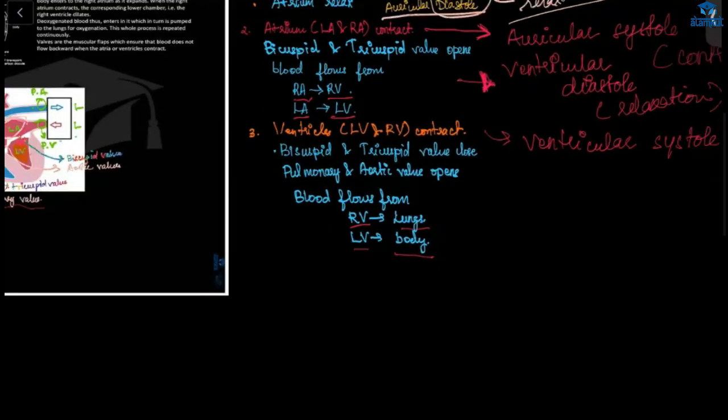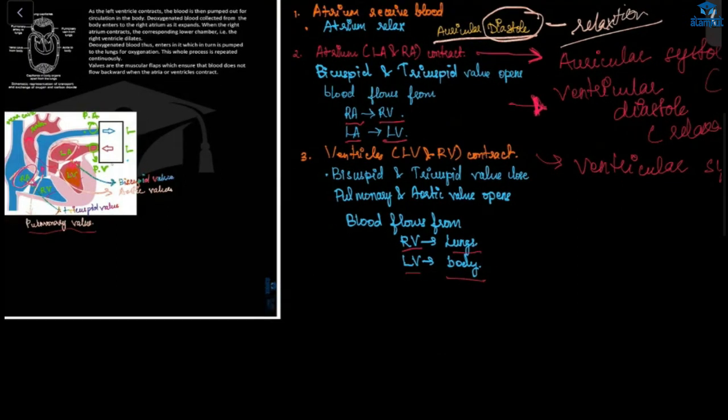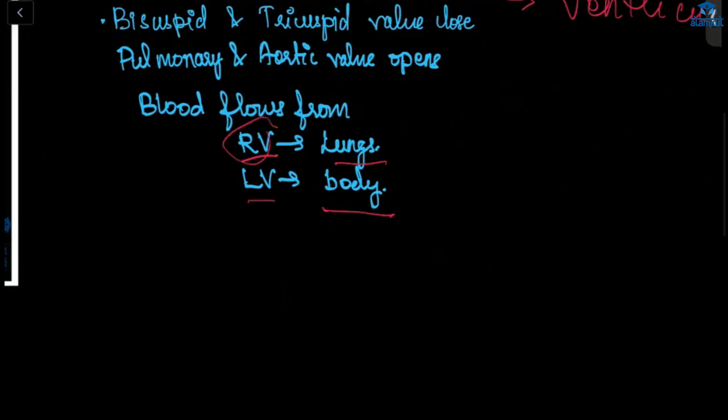Next, after going inside the ventricle, the ventricle will contract. So blood will move to the pulmonary artery and aortic valve. Right ventricle to lungs and left ventricle to body. Right ventricle to lungs, which blood is it? Deoxygenated blood. And left ventricle to all parts of the body, it is oxygenated blood.